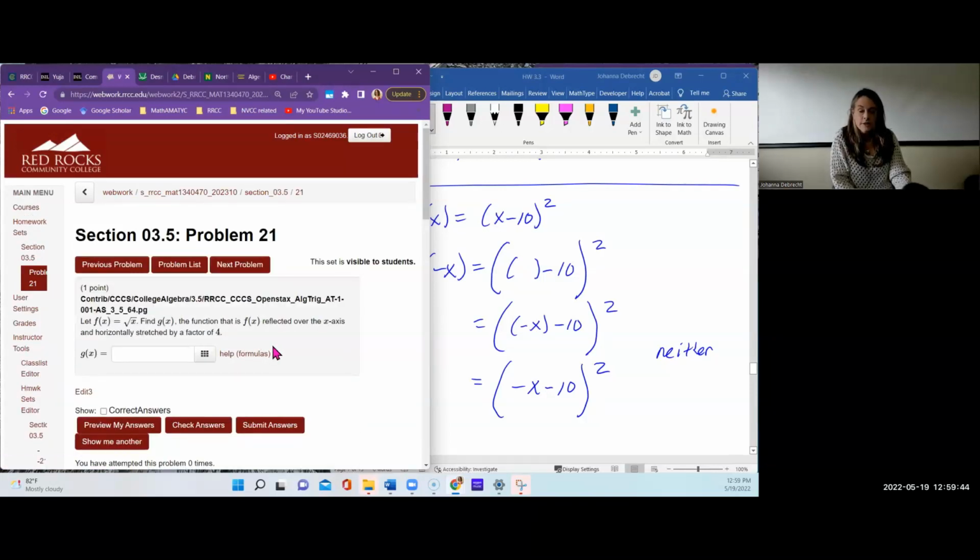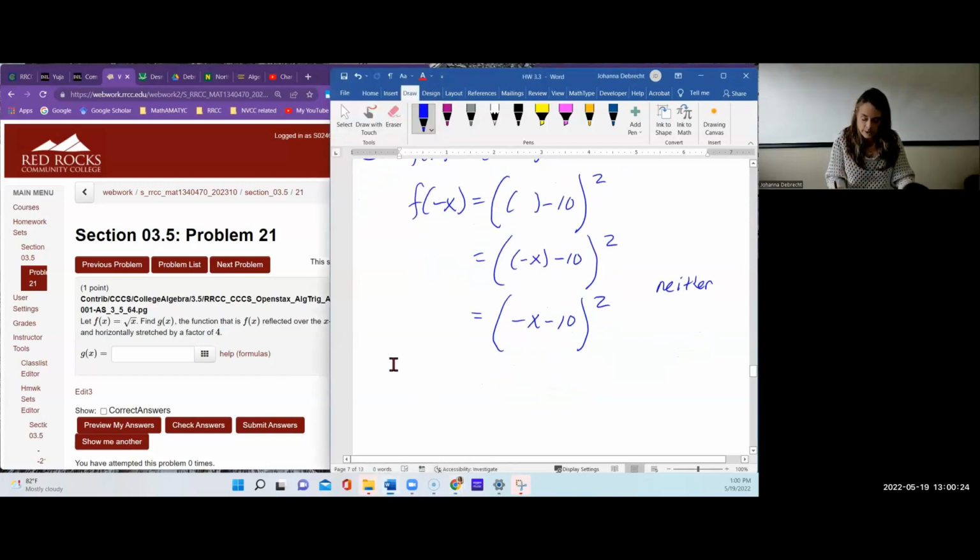Now we want to take a look at this problem, number 21. We're starting with the toolkit function of square root of x. We want to find the transformation of it, that is the function reflected over the x-axis. That's a vertical reflection, so it's got to be a negative on the outside multiplied by the square root, and horizontally stretched by a factor of 4. That's got to be on the inside multiplied by the x. Since it's stretched, normally it would be 4 times, but because it's inside, it's got to be a 1/4.